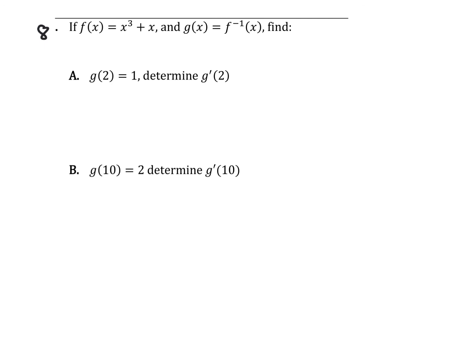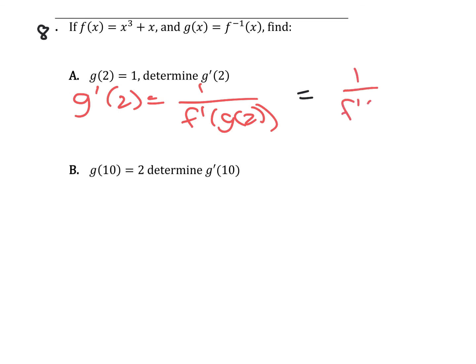All right, I'm going to start just by writing out what I know. G prime of 2, since these are inverses, is 1 over f prime of g of 2. We know that g of 2 is 1, so this is 1 over f prime of 1. What we need now is to know what the derivative is. Once we know what the derivative is, we can find f prime of 1.